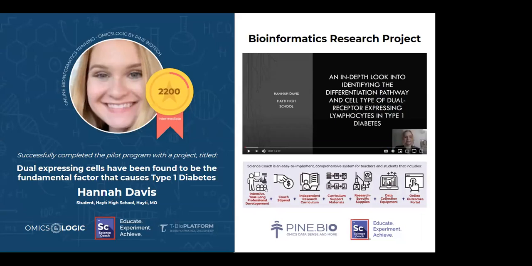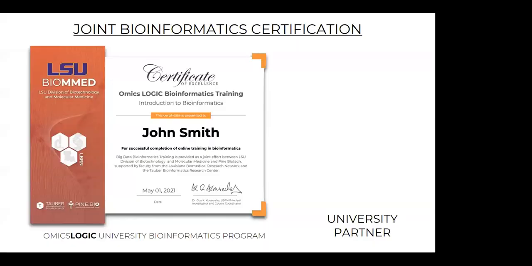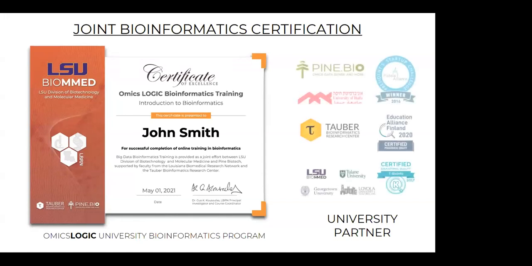And some of the examples that you can see: Hannah is a high school student who had an interest in diabetes, and she did her project and presented and got an award in the short training that she did during her school. Similarly, what we are trying to do in India is to develop a similar joint certification with a university partner, and enable and bring this training and bring a research ecosystem.